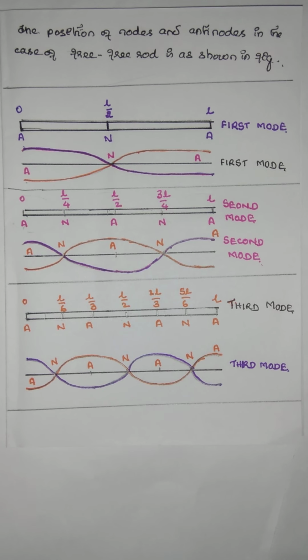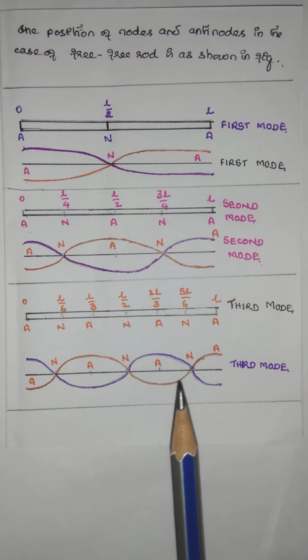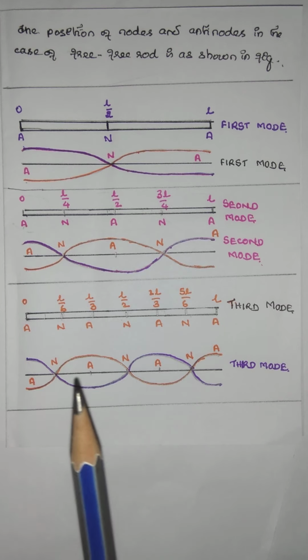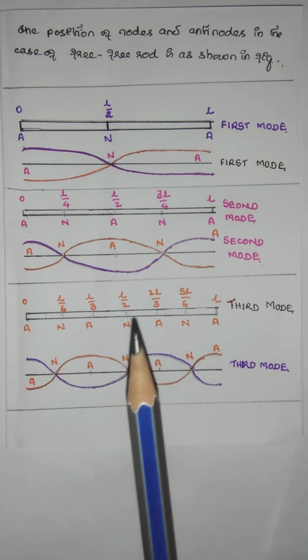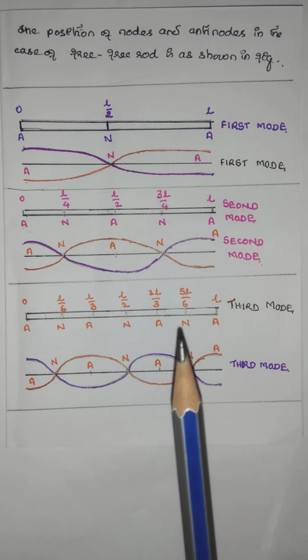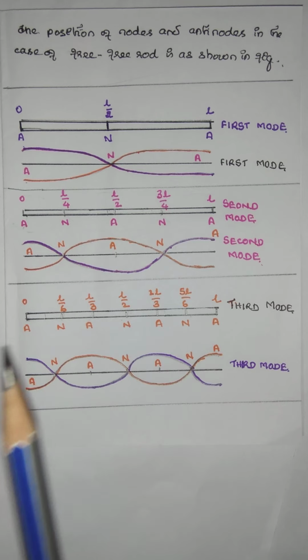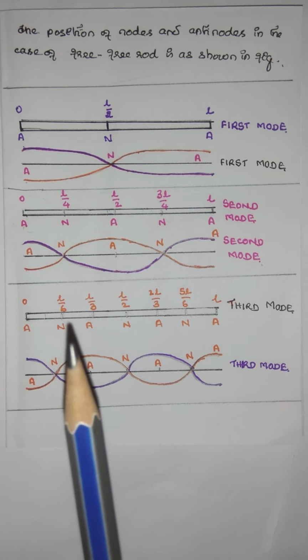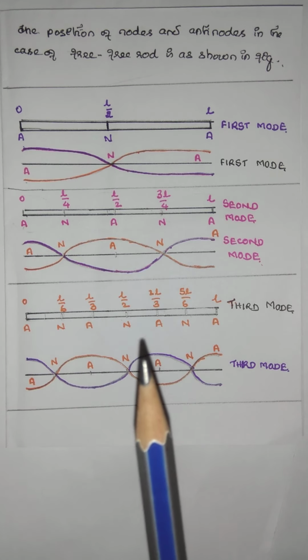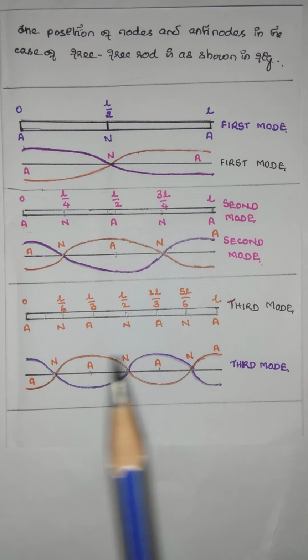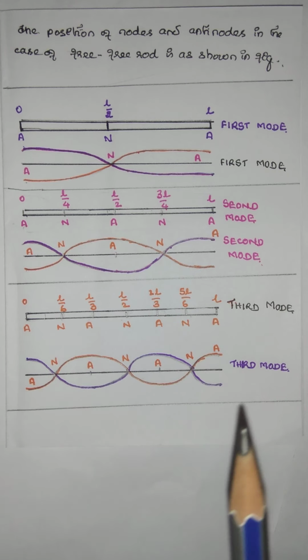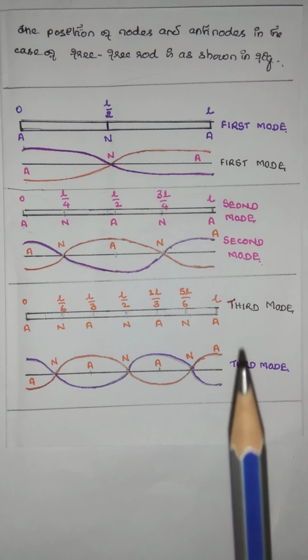This is the third mode of vibrations. These are the positions of antinodes and these are the positions of nodes. You are observing there are 3 nodes formed at distances l/6, l/2 and 5l/6, and antinodes are formed at distances x equal to 0, l/3, 2l/3 and l. These are the positions of the nodes and antinodes for the third mode of vibrations.